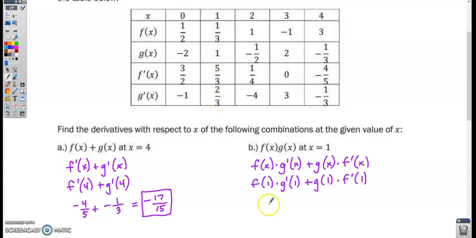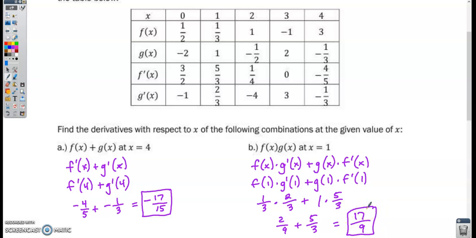So let's see, f of 1 is 1/3. g prime of 1 is 2/3. g of 1 is 1. And f prime of 1 is 5/3. And so this ends up being 2/9 plus 5/3, which is going to be 17/9. Or, for those of you who like decimals, 1.8 repeating.